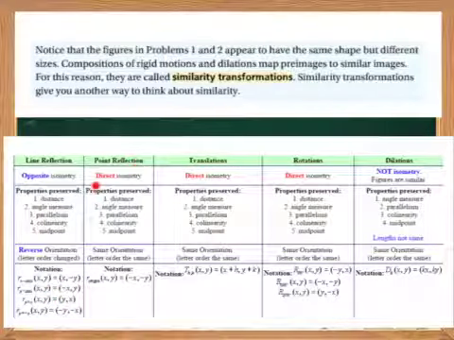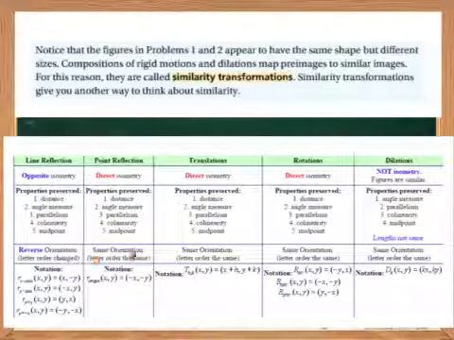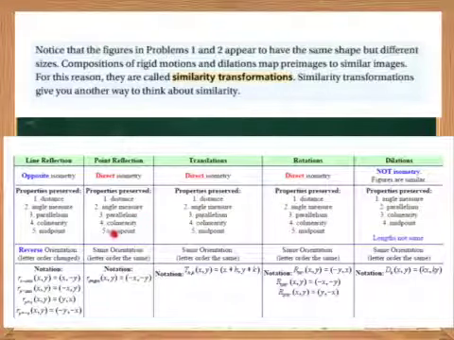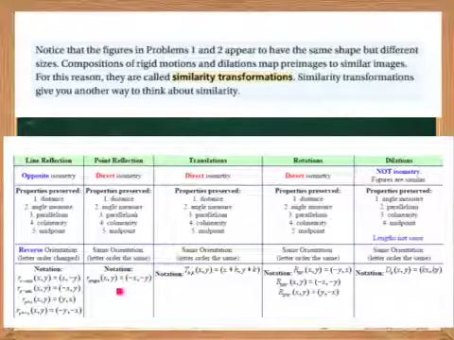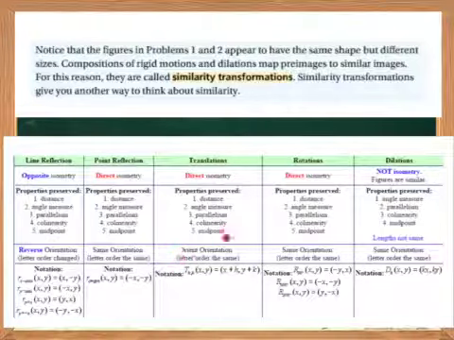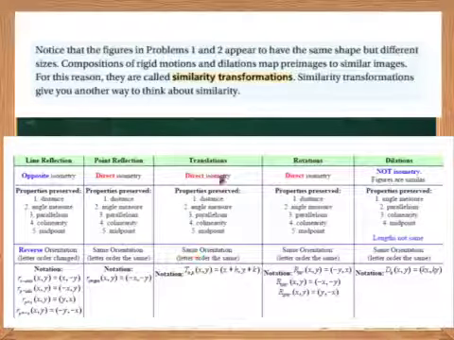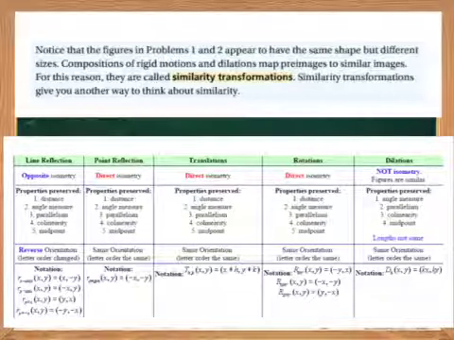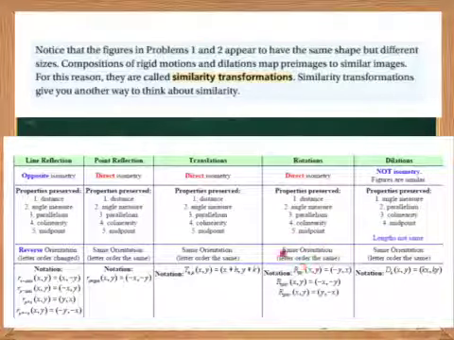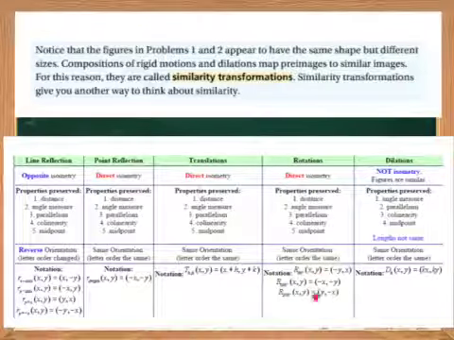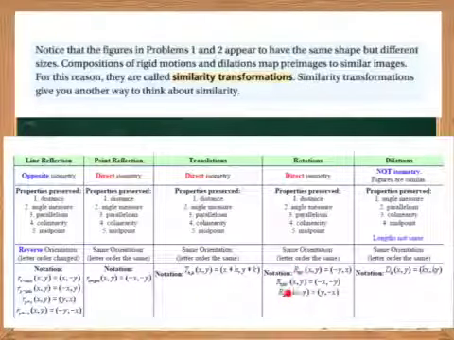Point reflection is a direct isometry because it has the same orientation. The letter order stays the same. These are everything that's preserved, and this is the rule. Translations are a direct isometry because it has the same orientation. This is everything that's preserved, and this is the rule. Rotations are a direct isometry because it has the same orientation. This is everything that's preserved, and these are the rules, 90 degrees, 180, and 270.